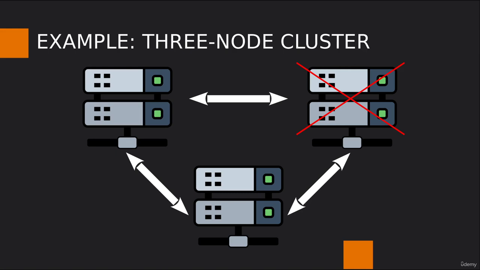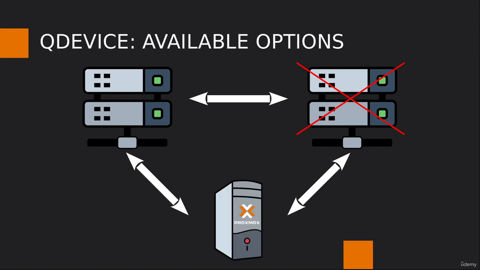But of course, depending on your requirements and the budget, a 3rd node could be overkill. So what can we do in that scenario? And basically, the solution for that is pretty simple. We just need to add a so-called QDevice. For example, that can also be a Proxmox host, like shown on this slide, but with less expensive hardware.